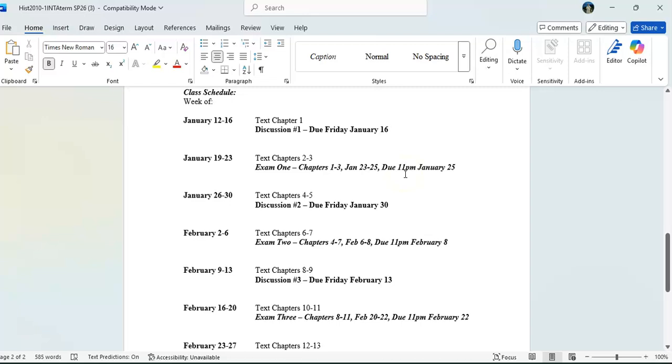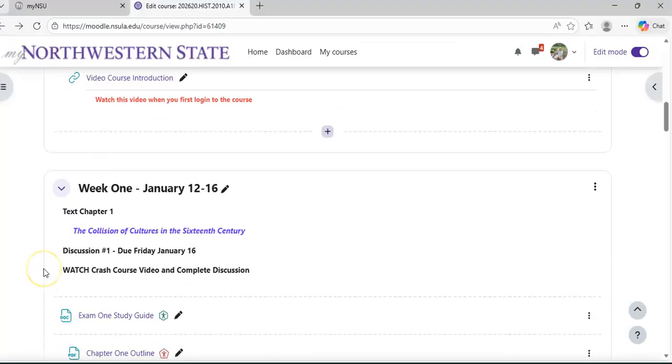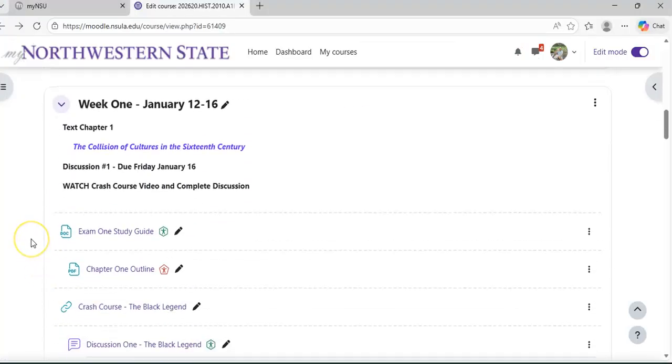It'll close on Sunday, the 25th of January. Let me show you, going back to Moodle. So here you have your schedule. So it'll always be there in Moodle. But in Moodle, you also have the schedule, but this is where you go to get the work done.